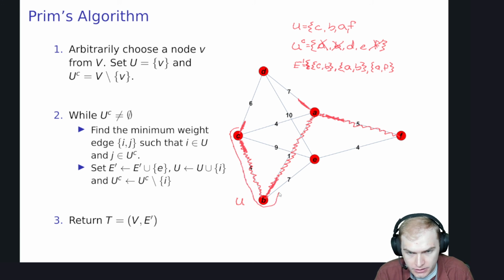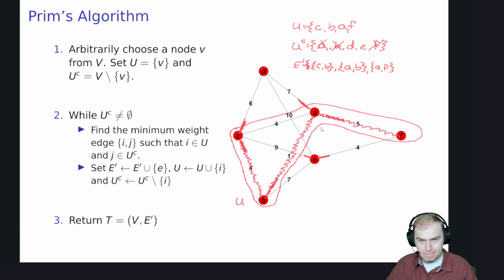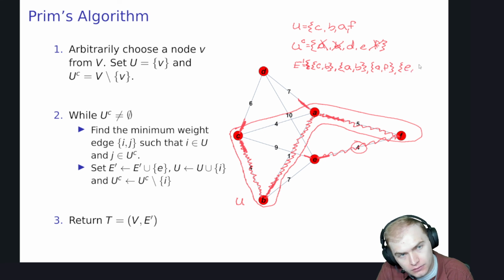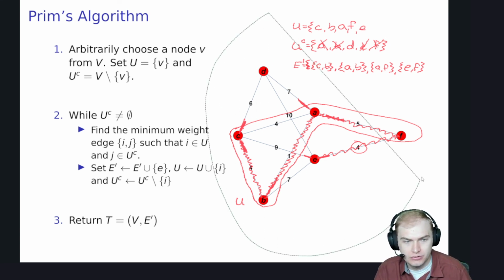So U is now all of these nodes. So we could still add E to C, E to F, C to D, or D to A. The smallest one is this 4. So we're going to add E to F. Cross out E, add it to U, and we should only need one more iteration.